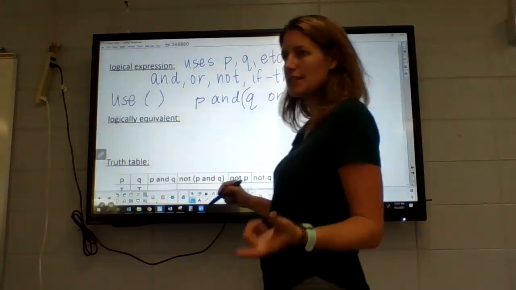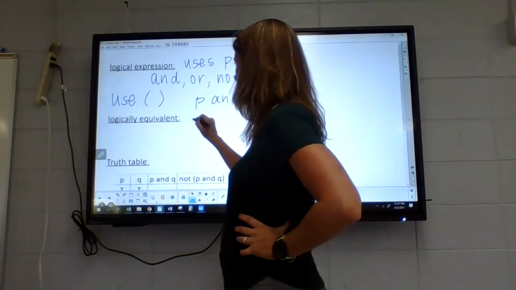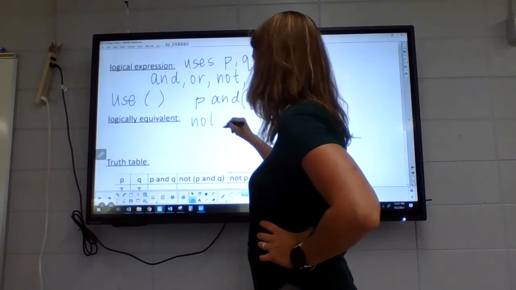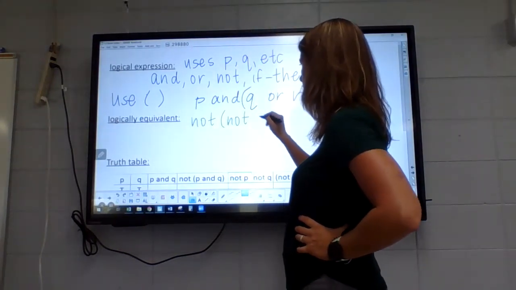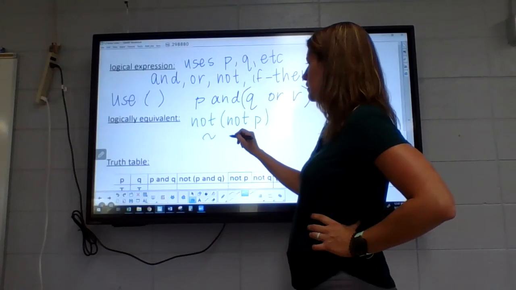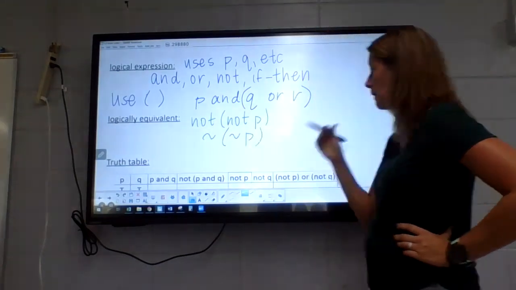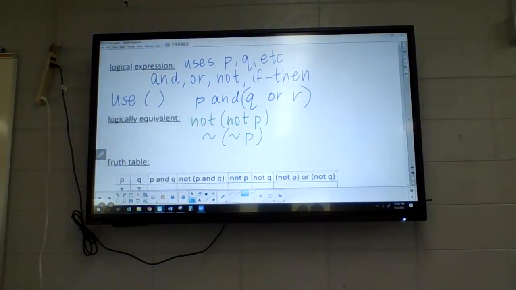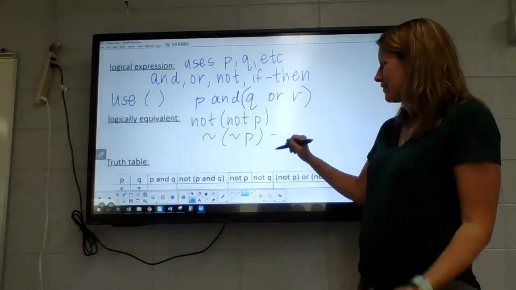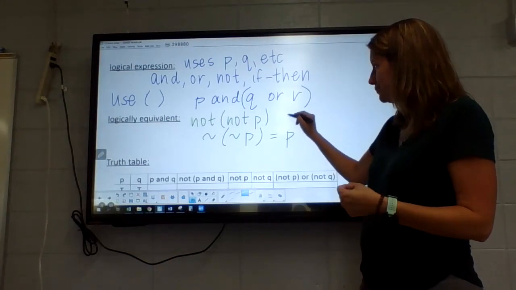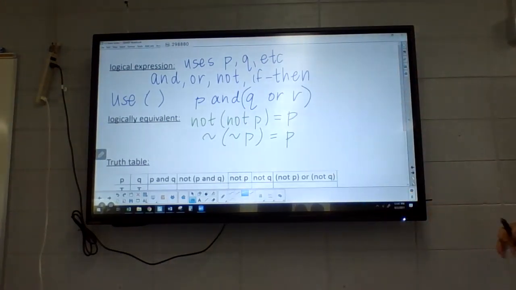And then this logically equivalent is understanding sometimes things aren't exactly going to have the same outcomes. For instance, this came up in your homework last night. If I say not P, are we going to use this squiggle? What is that going to equal? P. This was in your homework last night, that they cancel each other out. So understanding there's times that something is logically equivalent to something else, I could say that instead of saying not.